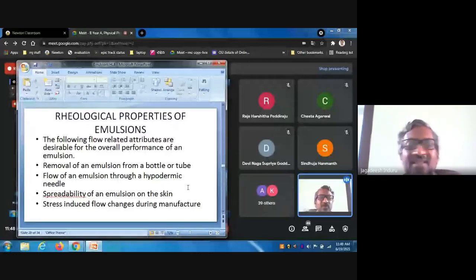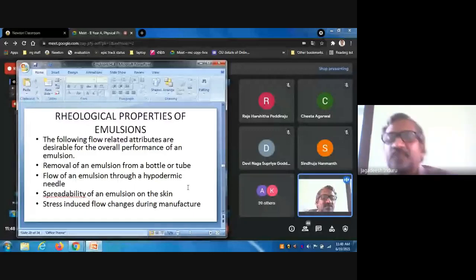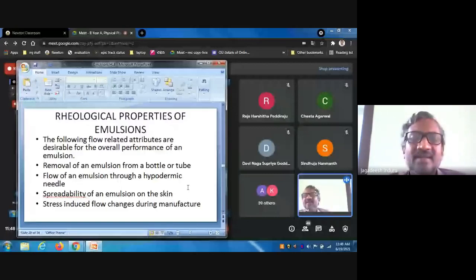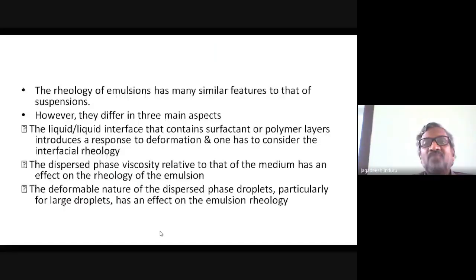So such things will be decided: what type of equipment and how much energy is required. That can be calculated by using these rheological properties. Now, considering them, the rheology of emulsion has mainly similar features to that of the suspension, but there are certain deviations when compared to your suspension, which you have already learnt.